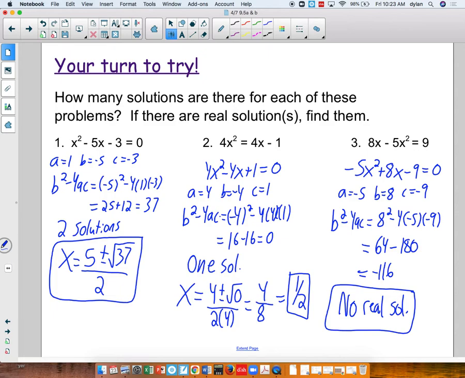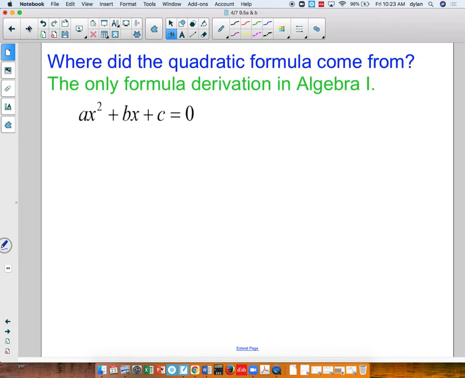The last thing I want to do in this video is show you where the quadratic formula comes from. So this is going to be the only derivation we're going to do in Algebra 1. A derivation is where you basically prove that an equation is true. You're going to do a lot of this in geometry.